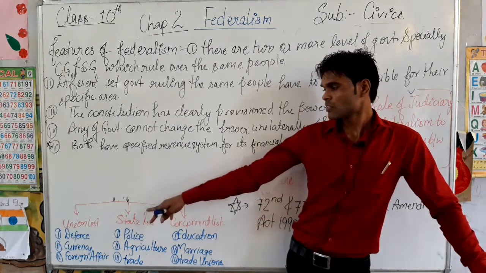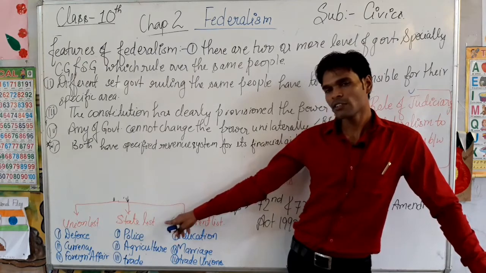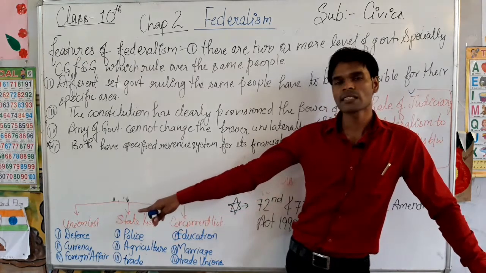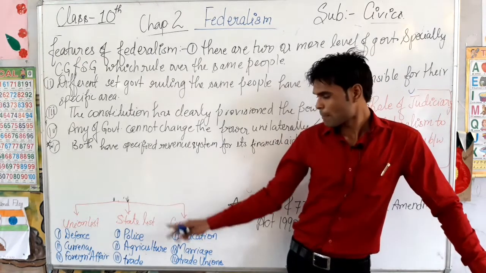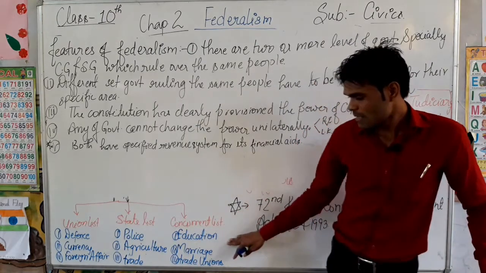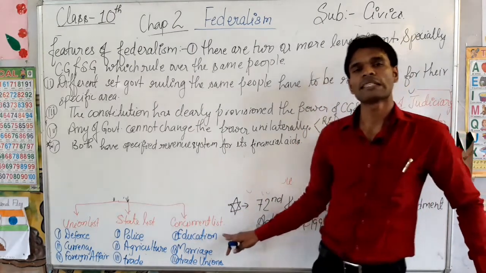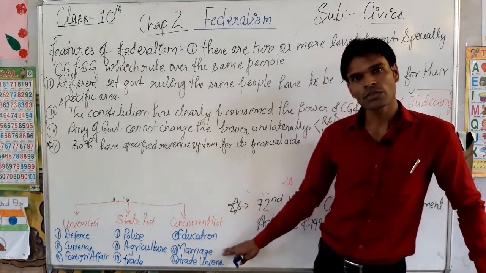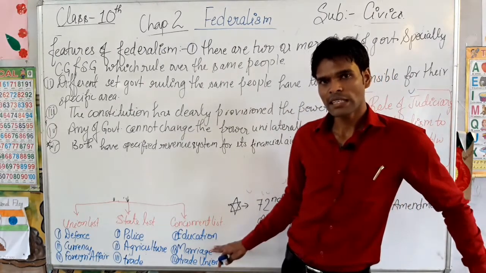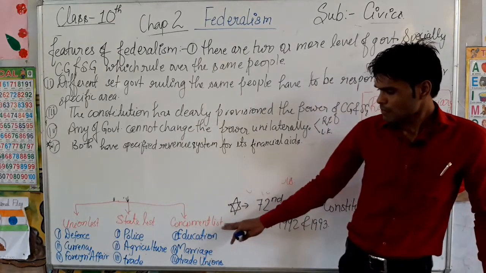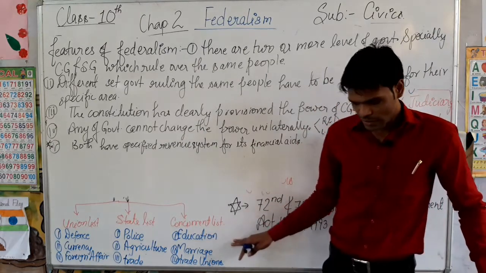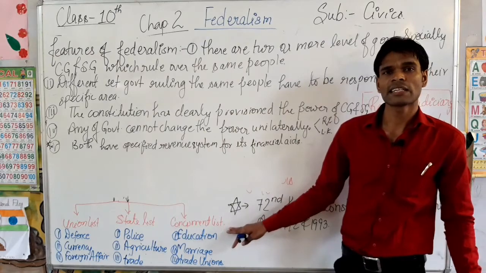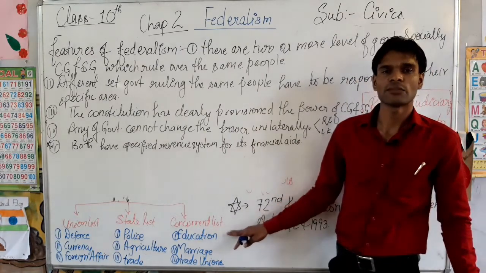Neither the union government interferes in the matter of state government, nor state government interferes in the matter of central government. But here there are some subjects that are under both central government and state government. यहाँ पे कुछ ऐसे सब्जेक्ट हैं जो सेंट्रल गवर्नमेंट और स्टेट गवर्नमेंट दोनों के ही अंडर में आते हैं. Is that clear? So this subject will be improved, will be taken care of by the central and state government as well.